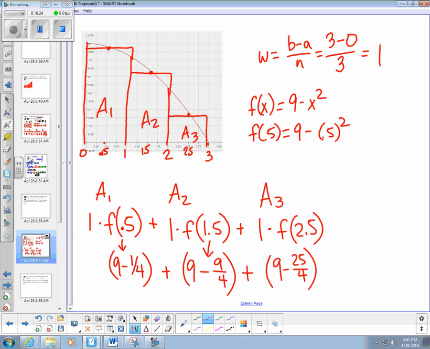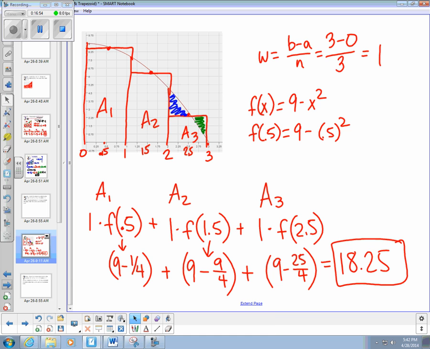Okay. And when you put all of those together, use your calculator, you should come out with an answer of 18.25 for your approximate area. Now again, notice that's not perfect because, for example, on rectangle 3, this area that I'm shading in green is too much. The area that I'm shading in blue is stuff that I left off. So they kind of even each other out, but those regions are not quite equal, so it's not perfect. But again, this method is usually more accurate than left or right sums.